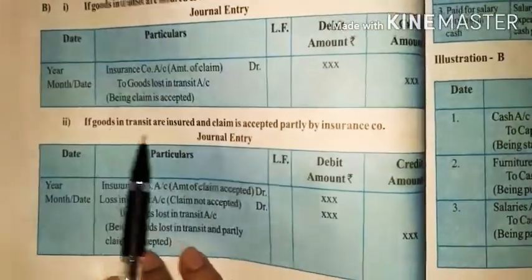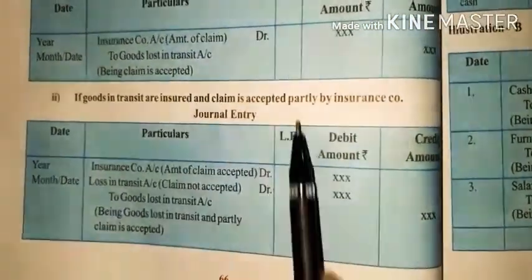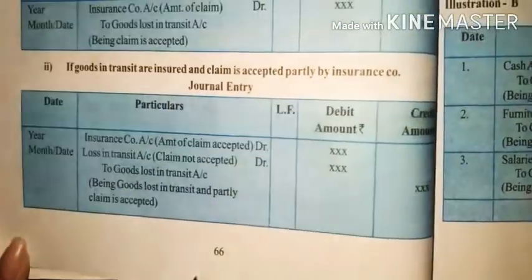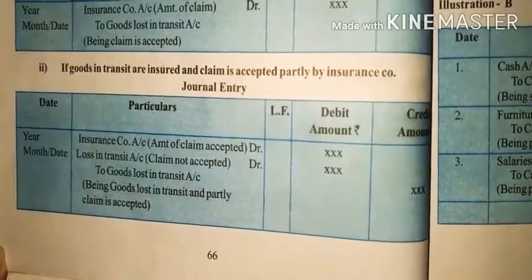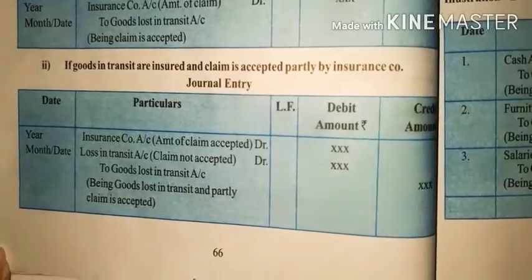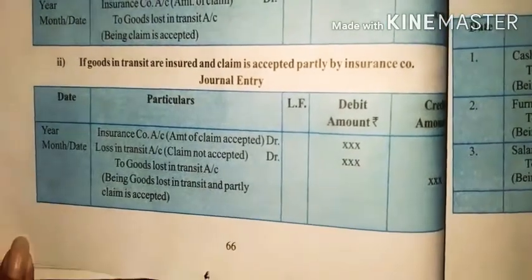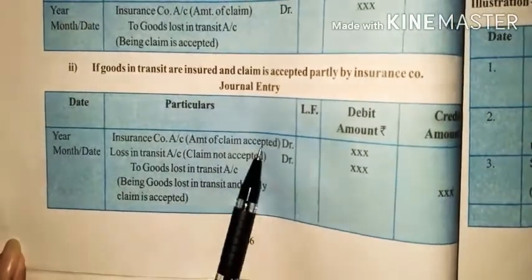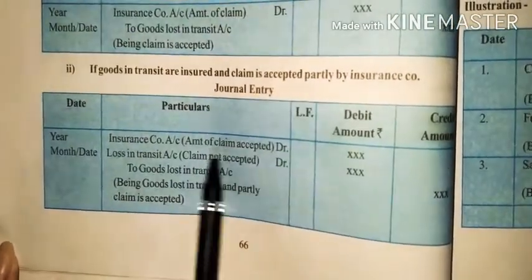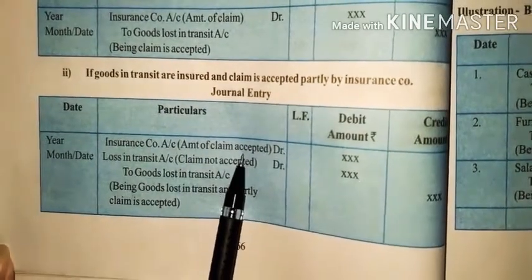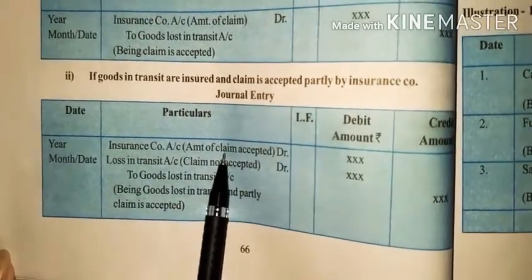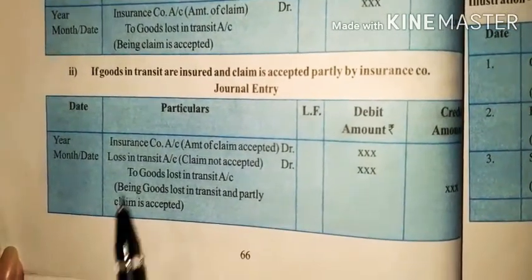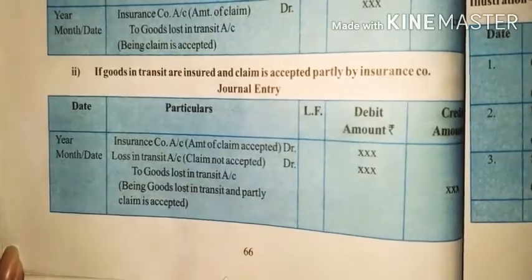Let's see the other. If goods in transit are insured and claim is accepted partly by the insurance company. Now goods are in transit but they are covered by insurance, and you are asking for the claim partly from the insurance company. So what will be the journal entry for this? Let's see. Insurance company account, amount of claim accepted, that is, the partly accepted amount of claim you write over here. It gets the debit effect, debit the receiver. It has accepted. Loss in transit account, claim not accepted.